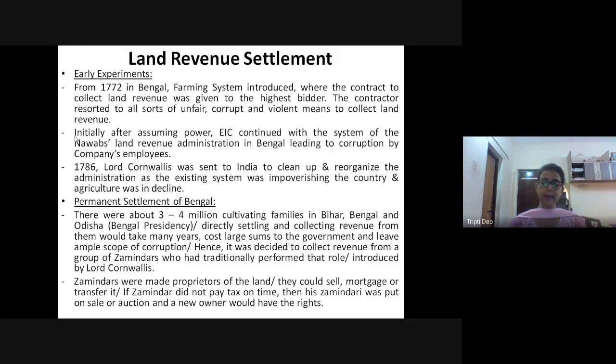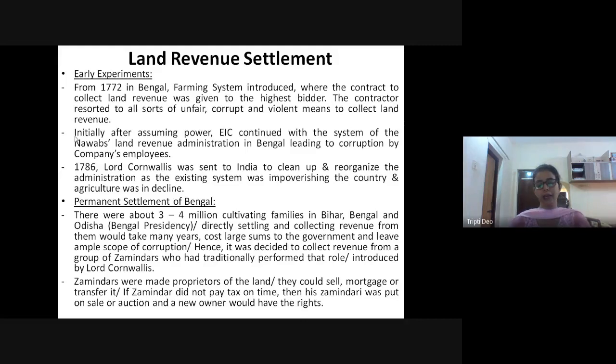So basically, the zamindars were made proprietors of the land. When I say proprietors, I mean owners of the land. They could sell, mortgage, or transfer it. If zamindar did not pay tax on time, then his zamindari was put on sale or auction, and the new owner would have the rights. So although zamindar was given a lot of power, he was made the owner of the land, usko permission di gayi ki aap apne land ko sell kar sakte ho, mortgage kar sakte ho, transfer kar sakte ho.